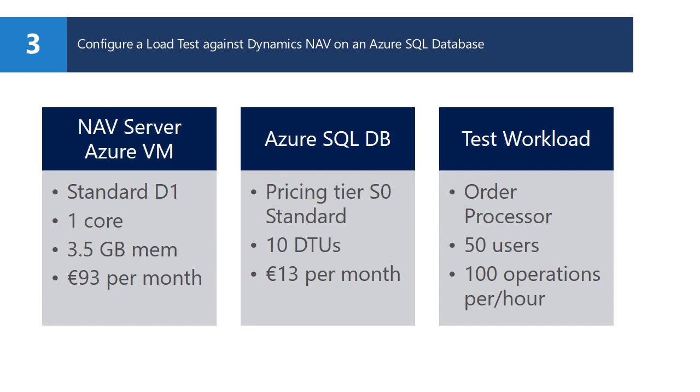So here's the configuration of the load test that I'm already running against Dynamics NAV, which is running on an Azure SQL database. These are the configurations of the Azure virtual machine and the SQL database, and my test workload, which is for the order processor scenario. There's 50 concurrent users, and they're each running about 100 NAV operations per hour. So this should create a transaction workload of about 3 to 4 transactions per second on the NAV server. I won't go into the details of designing and running the load test here, as that has been covered in detail in the previous series of How Do I videos on performance testing.